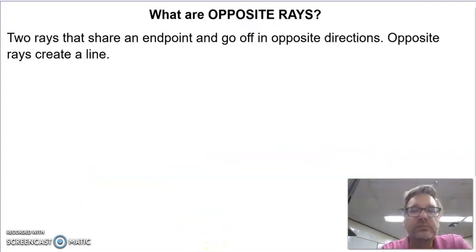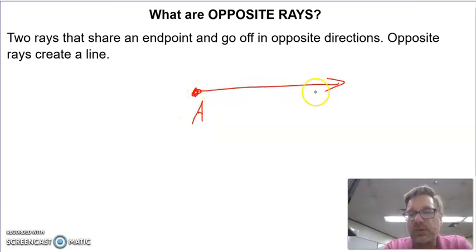Infinitely long again. And then sometimes I'm going to give you opposite rays. An opposite ray is where both rays are going to start at this point, and I'm going to go this way.